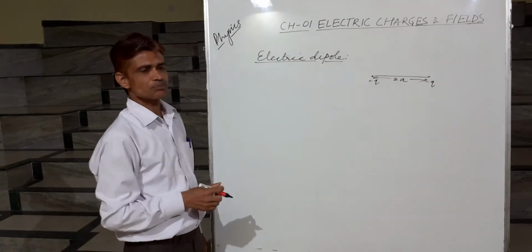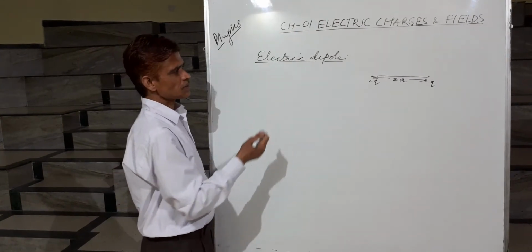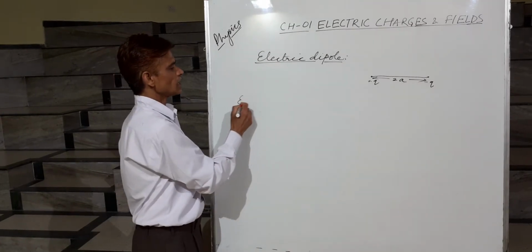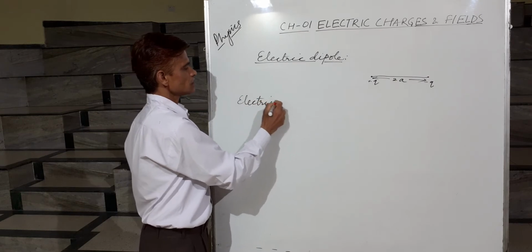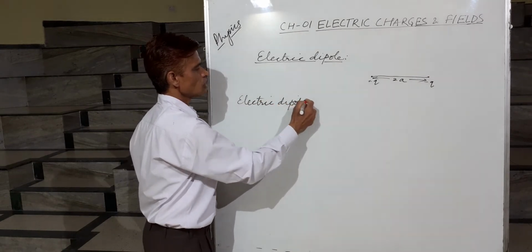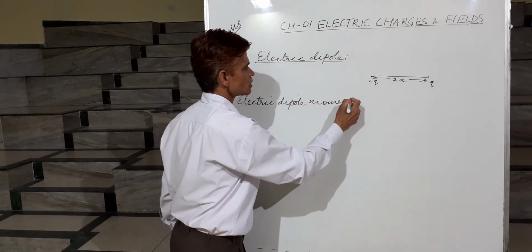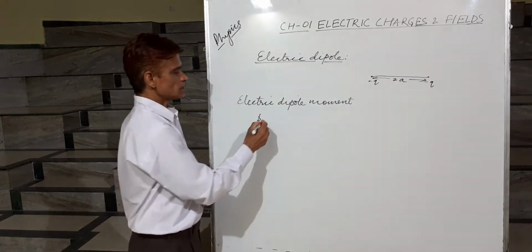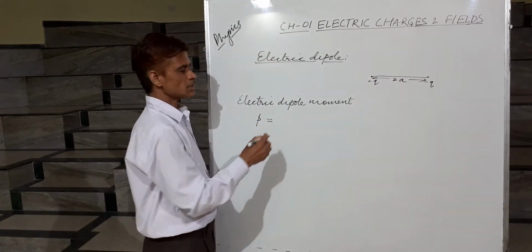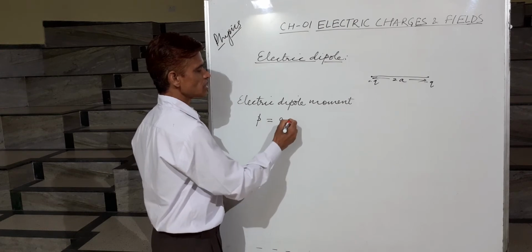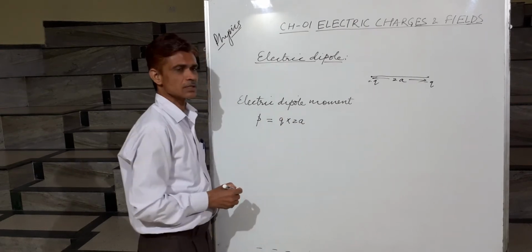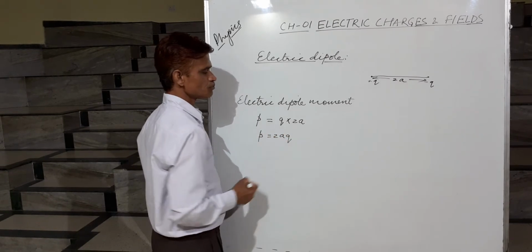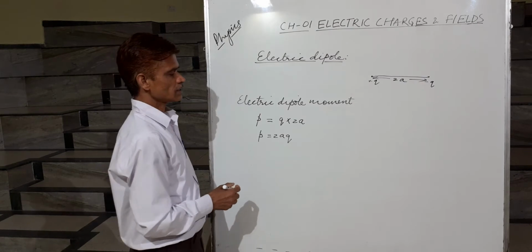So it is a device. Now there is a physical quantity associated with this electric dipole, that is called electric dipole moment, and it is represented by small p. Its magnitude is given by any one of the charge multiplied by the separation between the two charges, that is p is equal to 2aq.